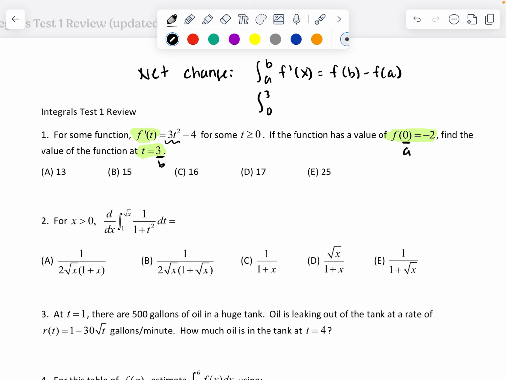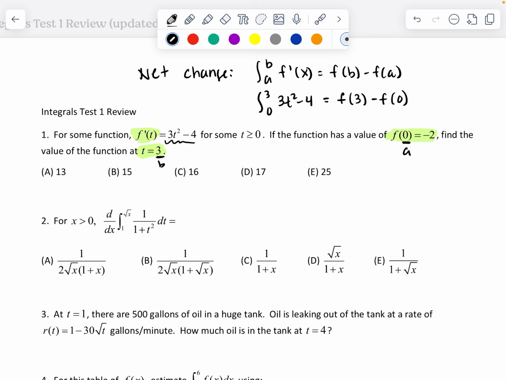Well, this is your f prime. That's the equation they gave you, 3t squared minus 4. And that equals f of b, so it's f of the top, minus f of a, which is f of the bottom, which is f of 0. Okay, now let's go ahead and find out what this is.